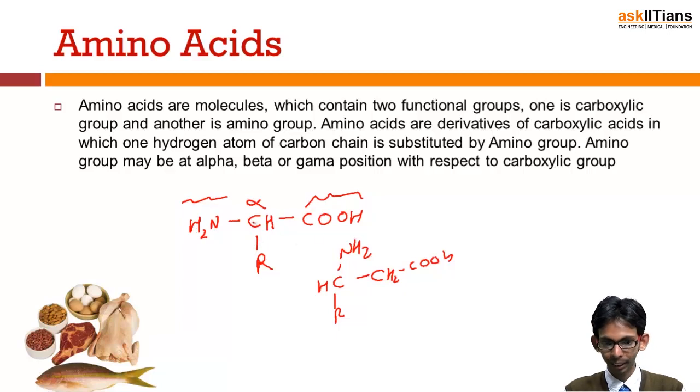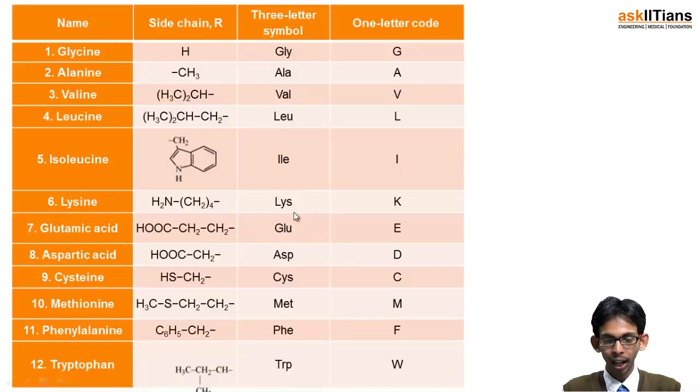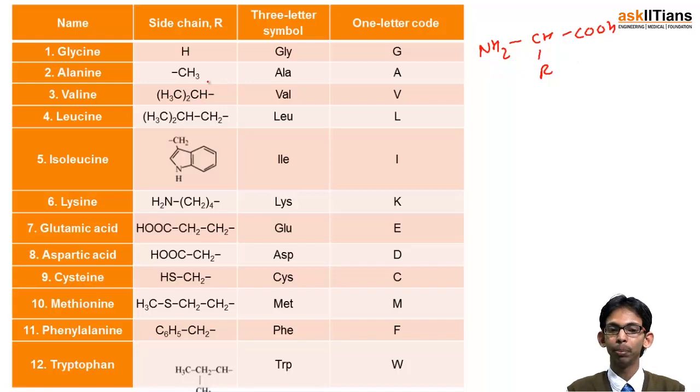Now this is a carbon which is attached to a carboxylic acid group, a hydrogen, an amine group, and a variable chain. The different alkyl chain results in formation of different amino acids. This is the compound NH2CHR COOH. If this R is replaced by hydrogen, the compound formed would be glycine, represented by the GLY symbol, and by G. If it is replaced by a CH3 methyl group, it would be alanine. If it is an isopropyl group, it would be valine. So depending on the different R group, this is the list of amino acids.